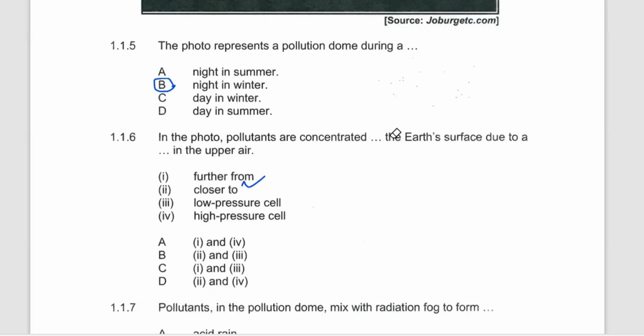And why? Because of the dominance of the Kalahari high pressure cell. I think we have discussed that. So the high pressure cell is the one that lowers the pollution dome, is the one that forces the pollutants to lower their level and ultimately concentrate close to the ground surface. So our correct response must be matching item number 2 and item number 4. That is on response number D.